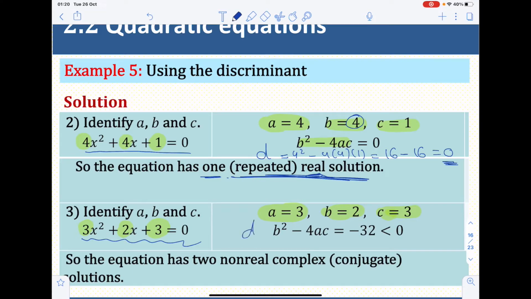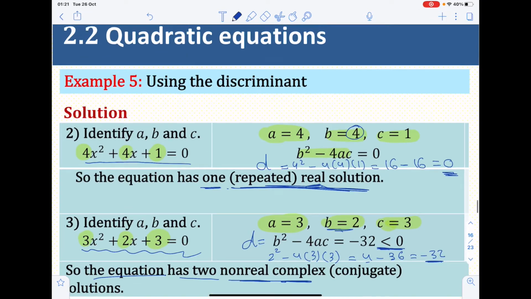So it is b squared, which is 2 squared, minus 4 times a, which is 3, times c, which is 3. So we have 4 minus 4 times 3, 12. 12 times the 3 is 36. So 4 minus 36 is minus 32. So the value is negative here, which means the equation has two non-real complex or conjugate solutions.